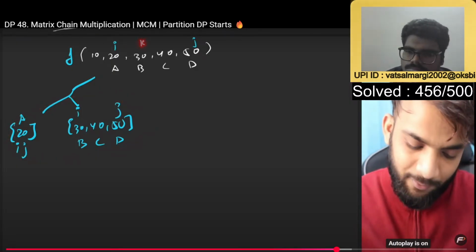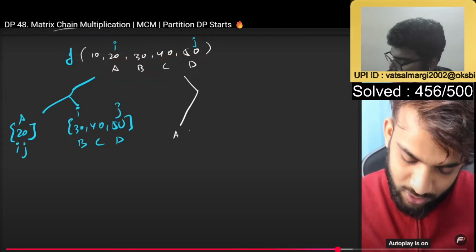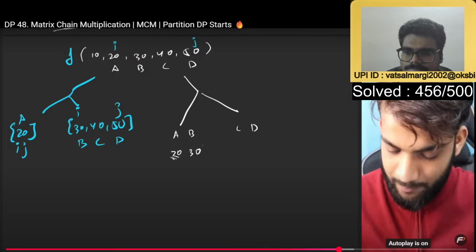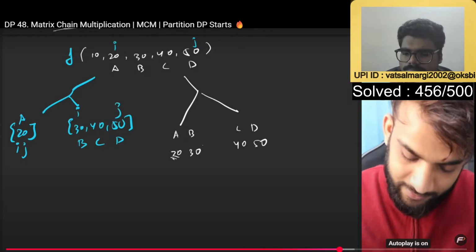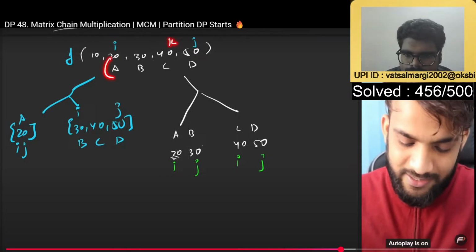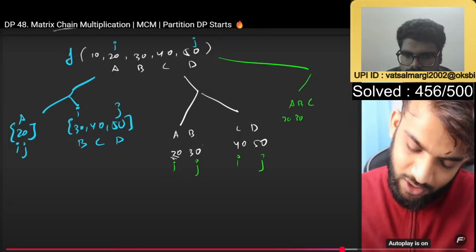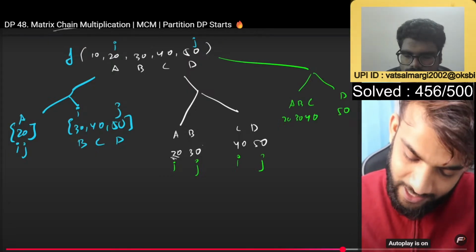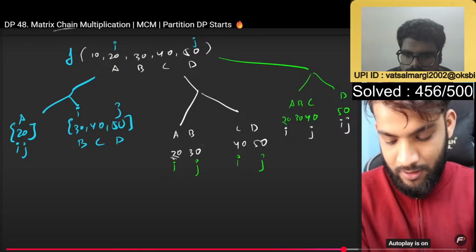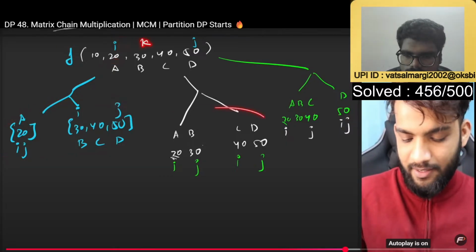Next time if you move K here, then it will be AB and CD. So you can again write, okay, it'll be AB, which is 20, 30, and CD, which is nothing but 40, 50. And this time, this is I, and this is J. Or the other one can be K is here, where there are ABC and D. So there can be another partition, which will be ABC, which is 20, 30, 40, and there's another thing D, which is 50. And this time, I is here, J is here. Perfect. Let's analyze. Whenever K is here, it takes this guy, then K is here, takes this guy, then K is here, takes these guys.